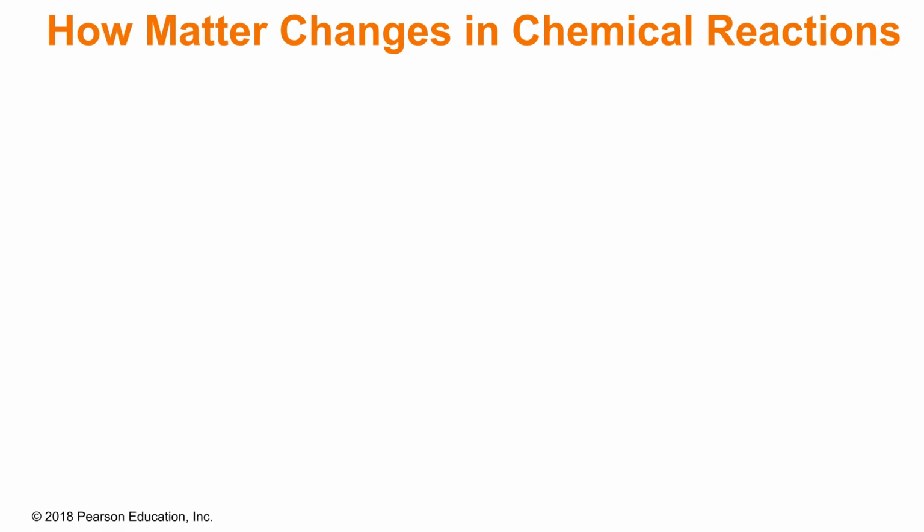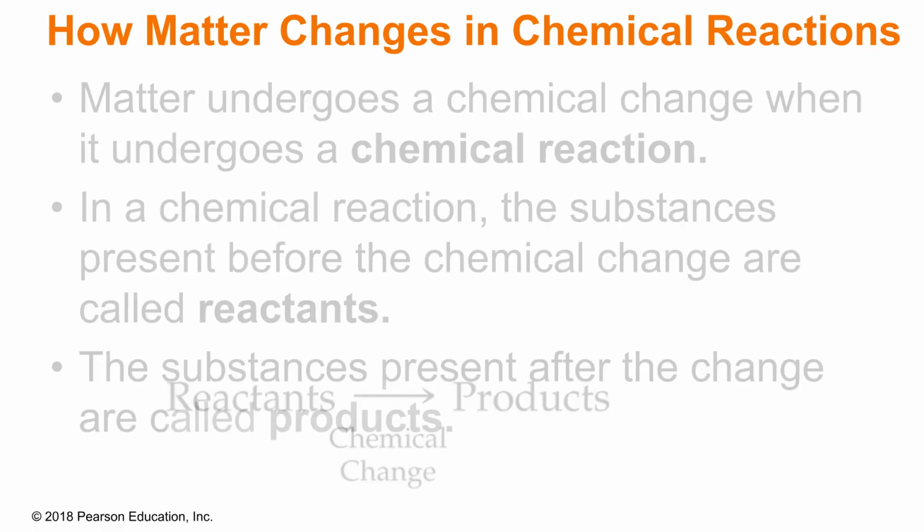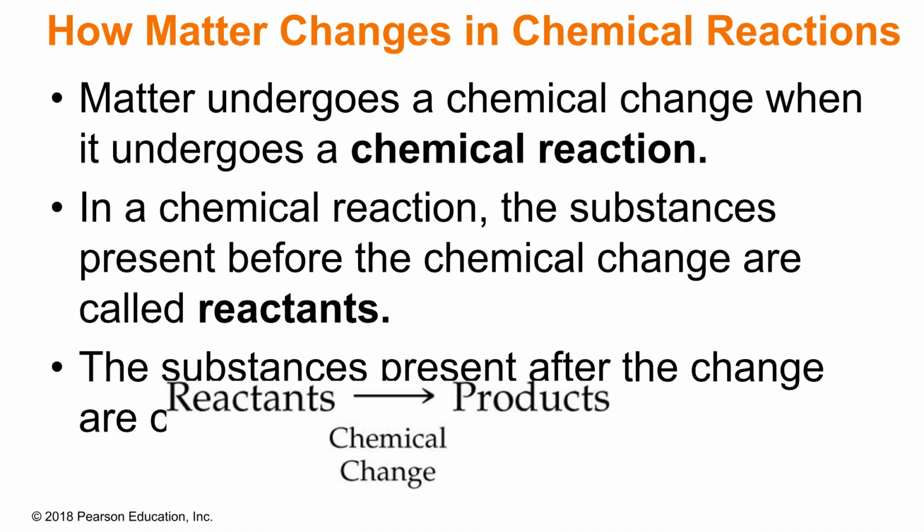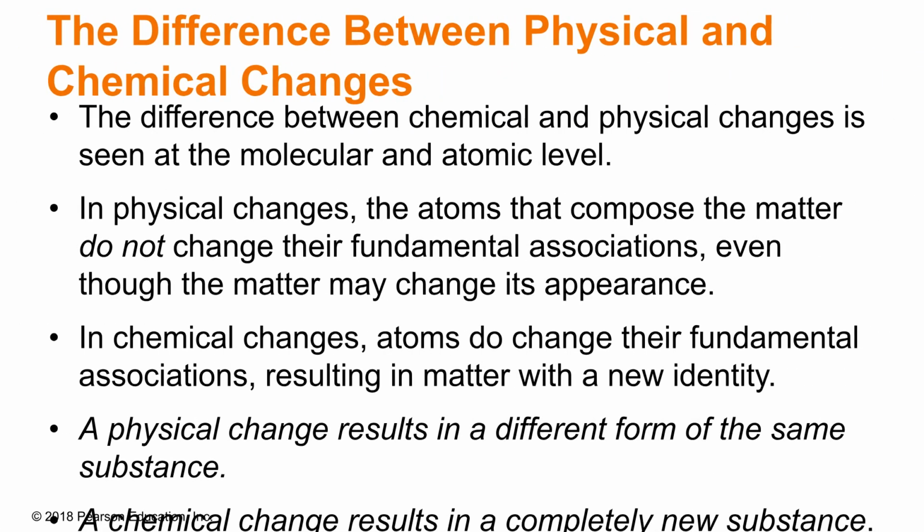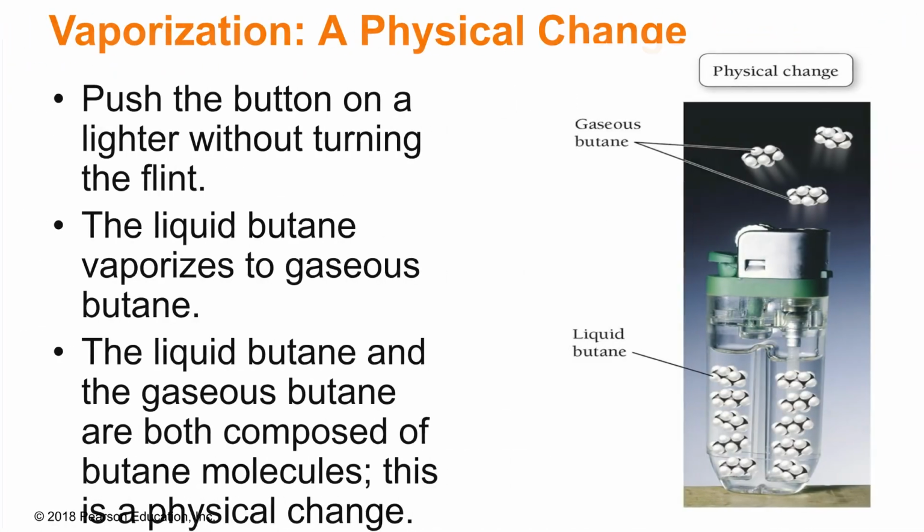Matter undergoes a chemical change during a chemical reaction. Substances present before the change are reactants, and those present after are products. Physical changes do not alter the fundamental associations of atoms, resulting in a different form of the same substance. Chemical changes alter these associations, resulting in a completely new substance.